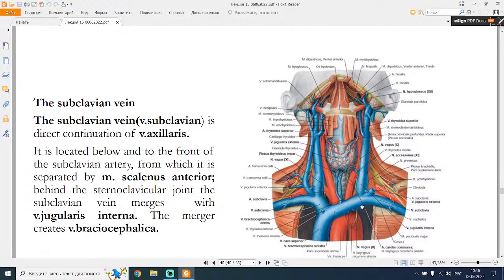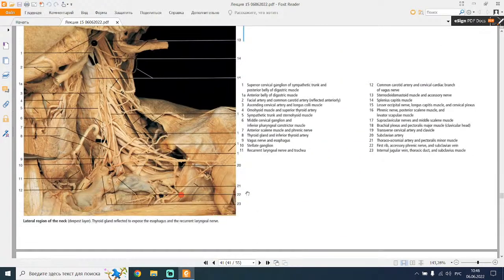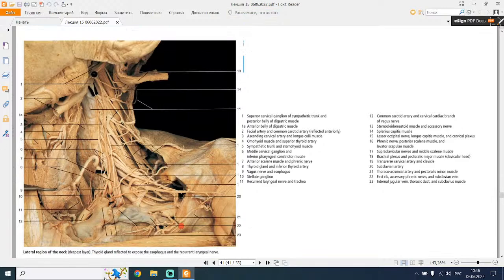Vena brachiocephalica. This is vena subclavia. Here you see vena jugularis interna, vena brachiocephalica sinistra. This is vena subclavia. This is the venous angle, sinistra.